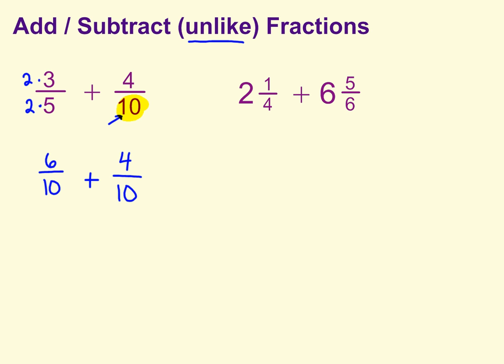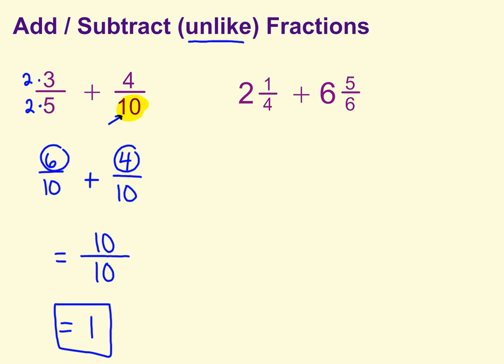And now we're adding like fractions. They have a common denominator. So we keep our common denominator of 10. We just add the numerators. 6 plus 4 is 10. And then we ask ourselves, well, can you reduce a 10 over 10? And you can. It equals 1. So our final answer here is 1.